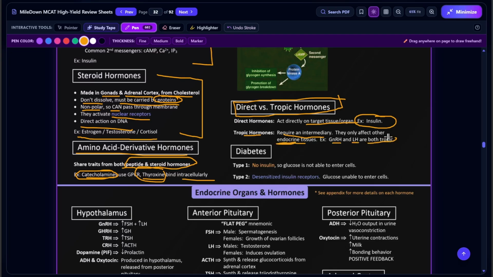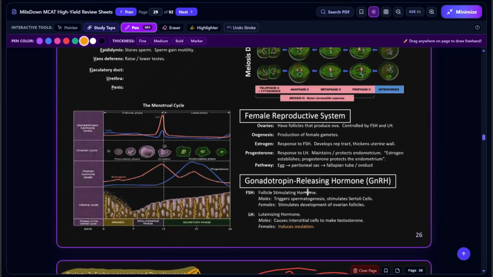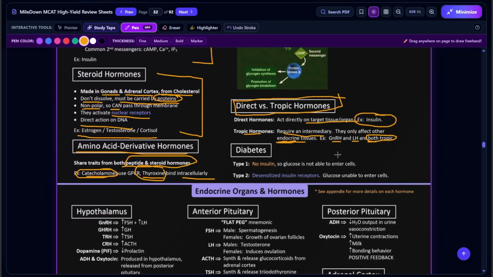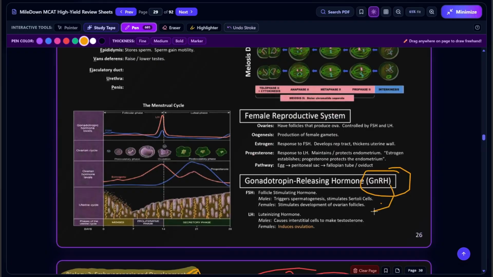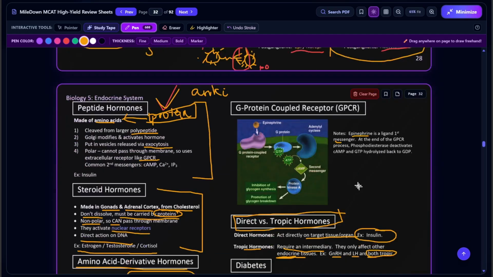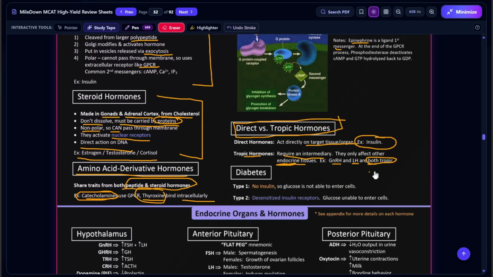GnRH and LH are both trophic. Remember that in your female reproductive system, there was GnRH. GnRH and LH are both trophic because GnRH was just to increase FSH and LH, right? And so it wasn't acting directly on the effector. It was acting on the pituitary gland, and then the pituitary gland would release hormones that then act on the effector, right? So remember what the female reproductive system was.